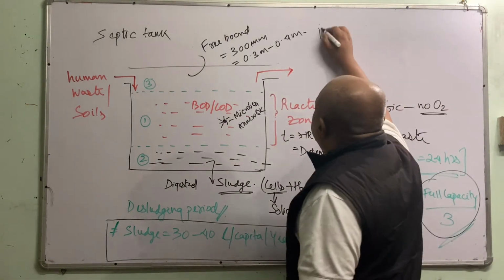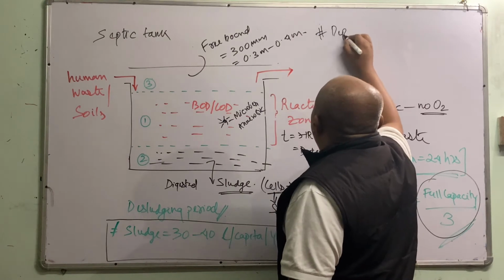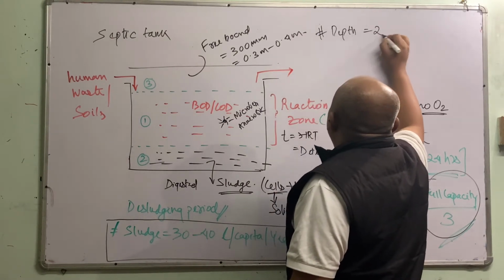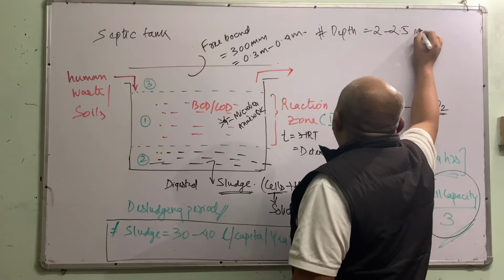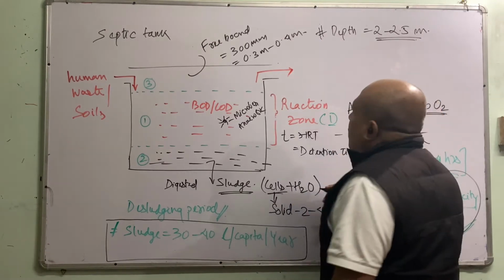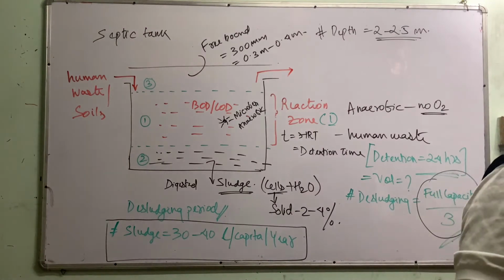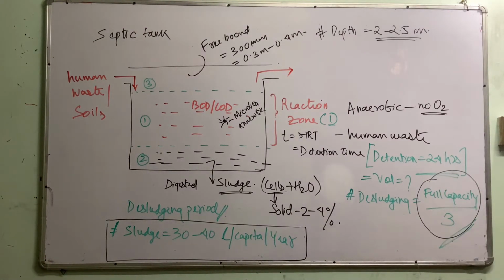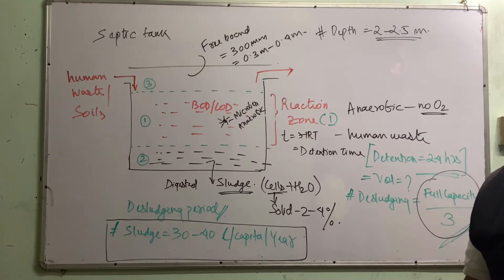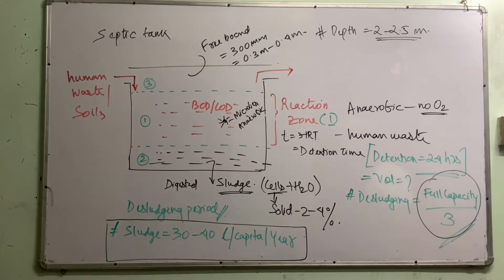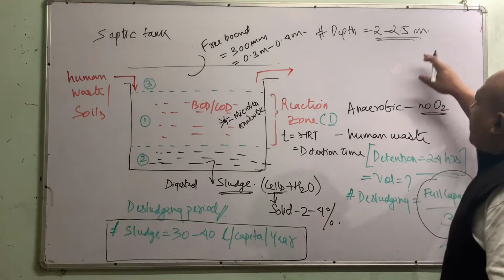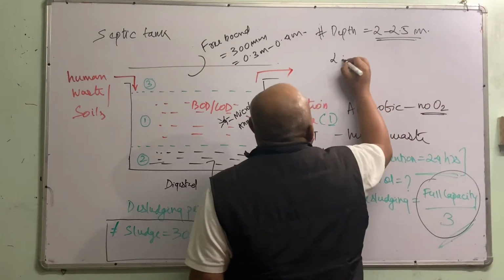And next one is depth. We keep it around 2 to 2.5 meters. We don't want to keep a very long depth because cleaning is a problem. If you make it 4 meters deep, no problem, it will be very effective. But while cleaning, 4 meters means around 13 feet. If people fall down in the soak pit, it will be a problem. So for convenience, we make it around 2 to 2.5 meters.